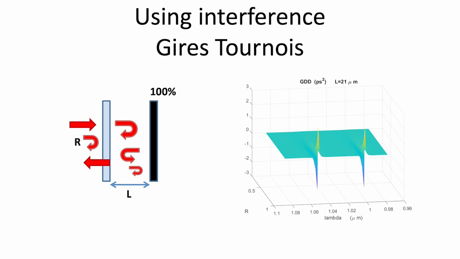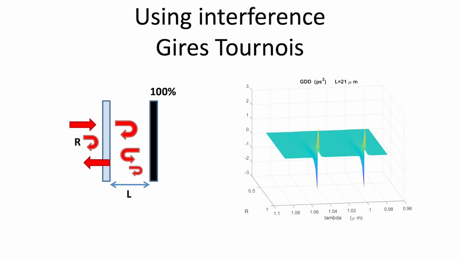So all the frequencies are 100% reflected. And you see on the right side a graph at a given distance, L, like in Fabry-Perot. The reflectivity and the distance between mirrors are your control parameters. And you see as a function of the reflectivity and the wavelength for a given distance, in this case 21 micron separation between mirrors, you can get huge numbers in the group delay dispersion, picosecond squared, but over a very narrow bandwidth. So this can be useful for picosecond pulses. I just included it for completeness.